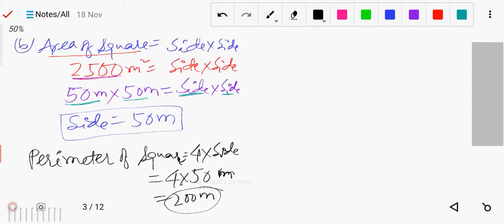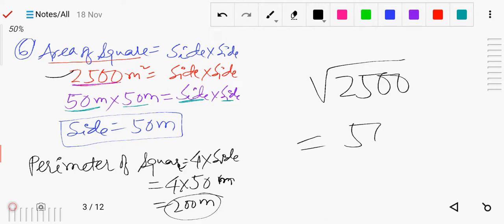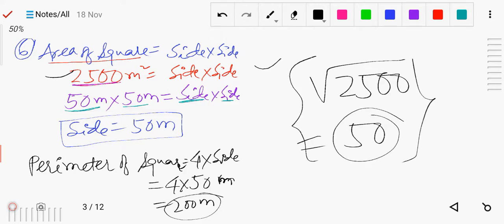Okay, you can just see it once again. The area of the square is given, so we put the value here, and if you know how to find the square root of 2500, this will be 50. So either you follow this method, or here you can also do it by this method. Okay, so this is your solution. Got it?